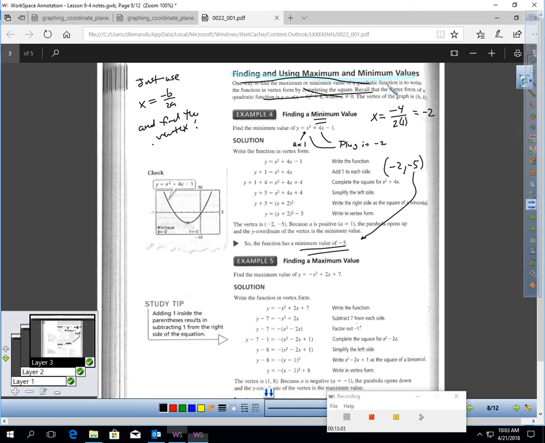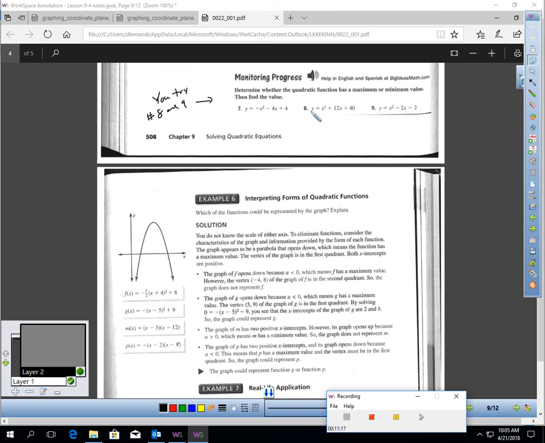So if they ask you to find the minimum or maximum value, they're asking you to find the vertex. Use your axis of symmetry formula and find the vertex. So when you do the homework questions and they ask you to do this, just use those steps and you have it. So just go ahead and practice that real quick. Try 8 and 9. Make sure that you can find the minimum or maximum value for these.